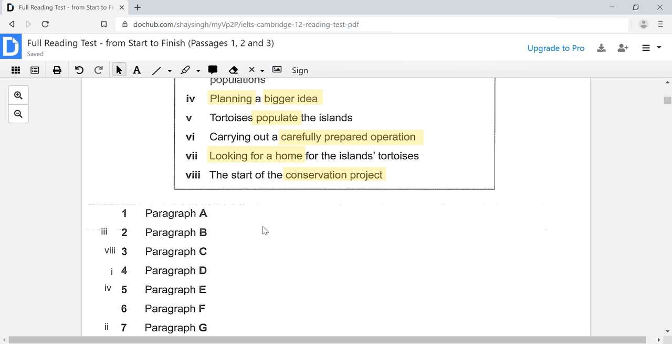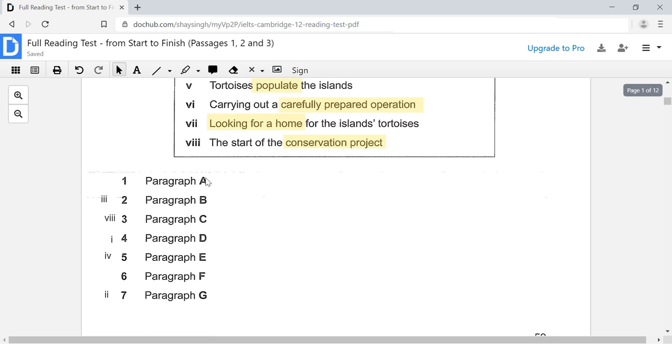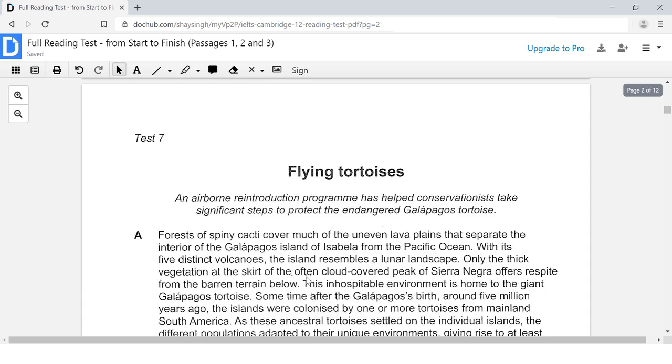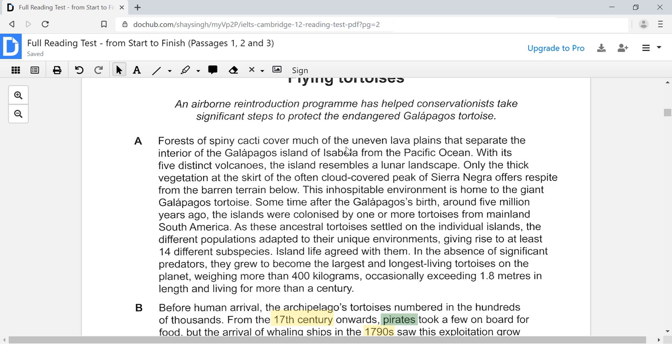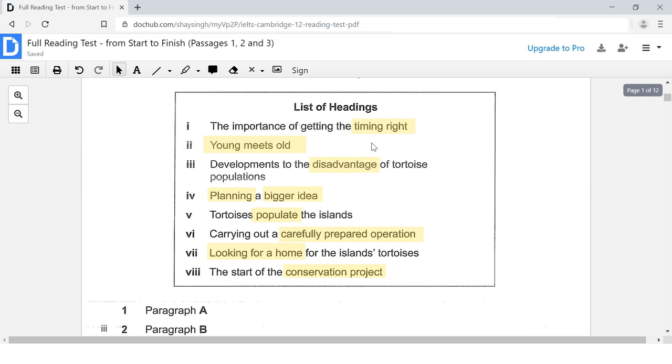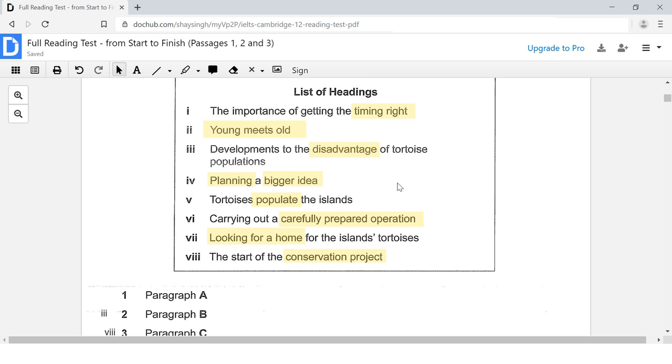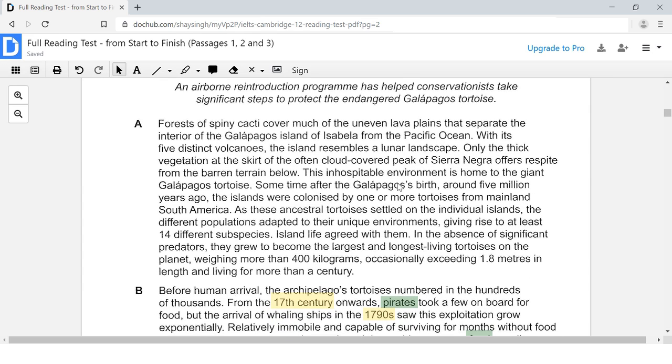All right, now let us move on to our next shortest paragraph. Now we only have paragraphs A and F left, so maybe we'll just start over here with paragraph A. Forests of spiny cacti cover much of the uneven lava plains that separate the interior of the Galapagos island of Isabela from the Pacific Ocean. With its 5 distinct volcanoes, the island resembles a lunar landscape. Okay, it seems to just be describing this region. I'm not sure about which answer choice is the best fit for that. I'm going to go ahead and read the final sentence as well.